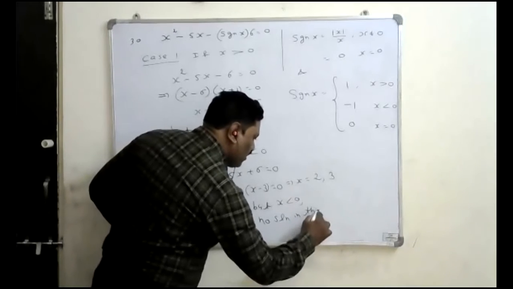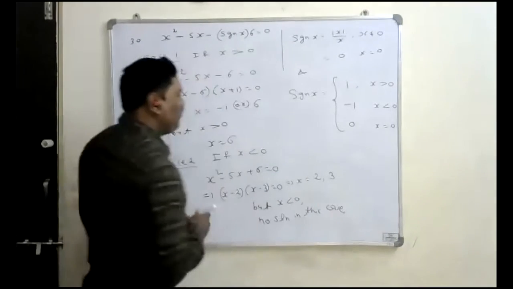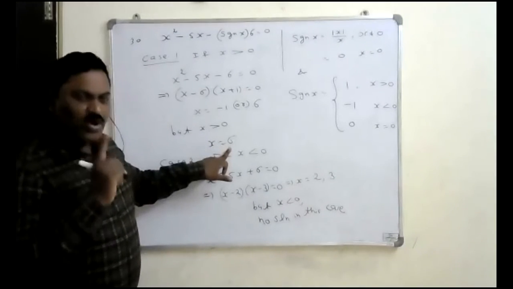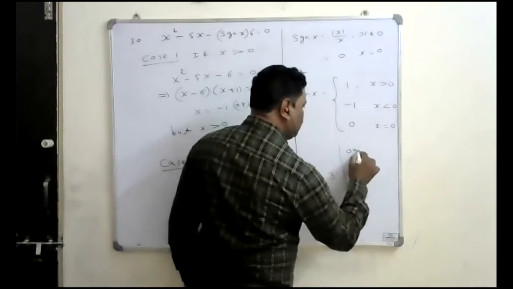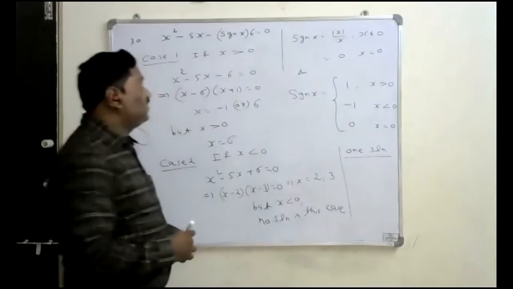In this case, we are not getting any solution. So therefore, what is our solution? We got only x is equal to 6. It will have only one solution, one non-zero solution. That's all.